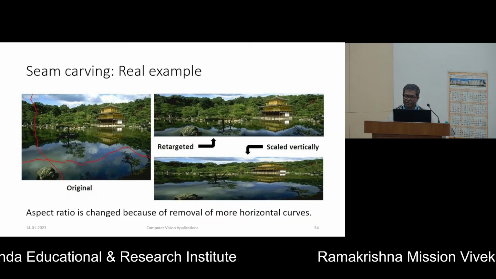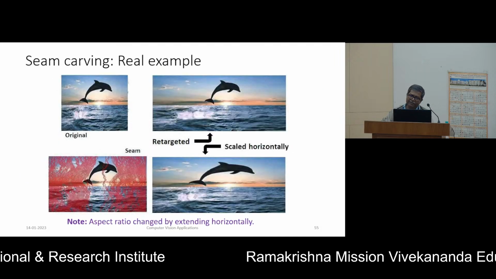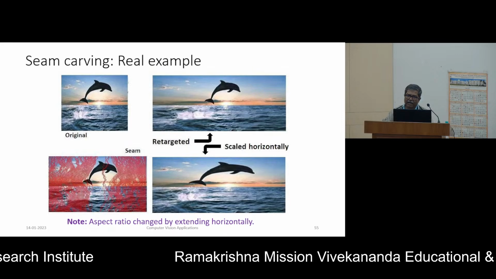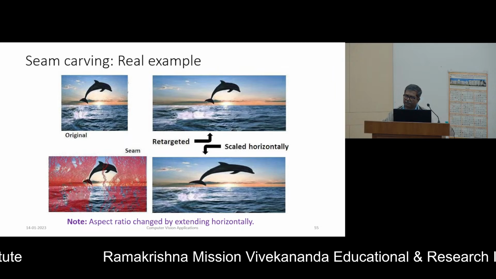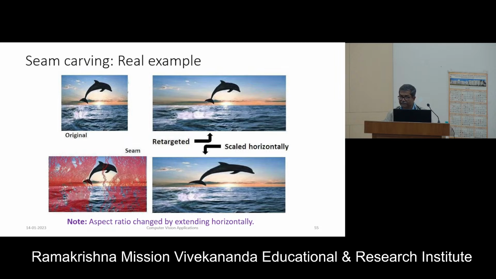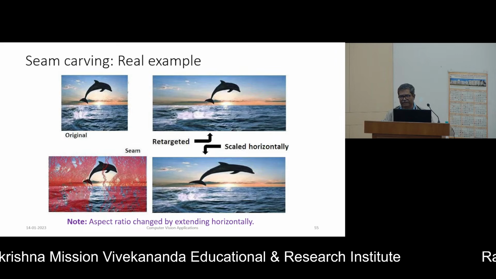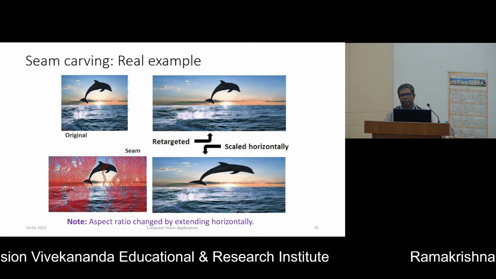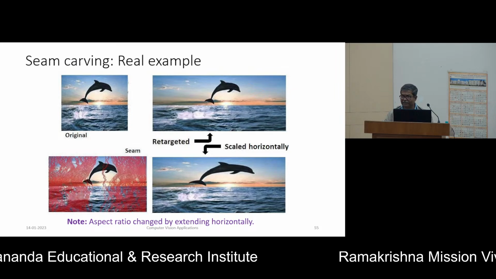So here are some examples of reducing the image vertically. I can find the lines, and this picture is turned into this one. It's elongated, but the shape of the object doesn't change. But if I just stretch or zoom it in a particular direction, the shape of the object will change. So scaling in the horizontal direction and retargeting are different.